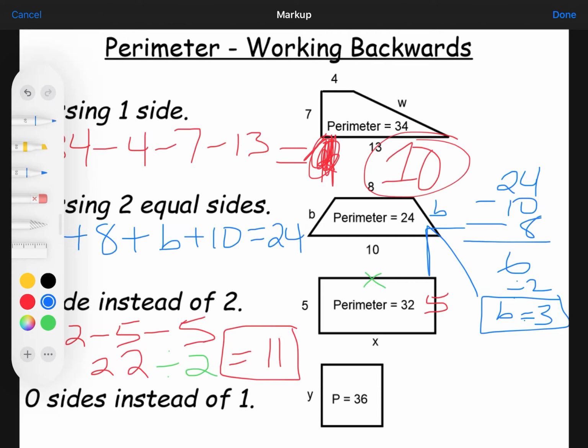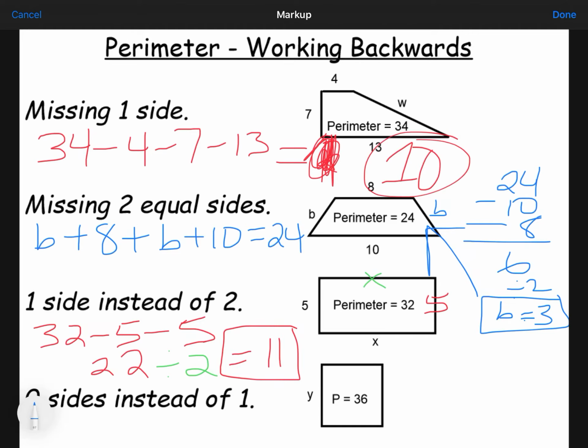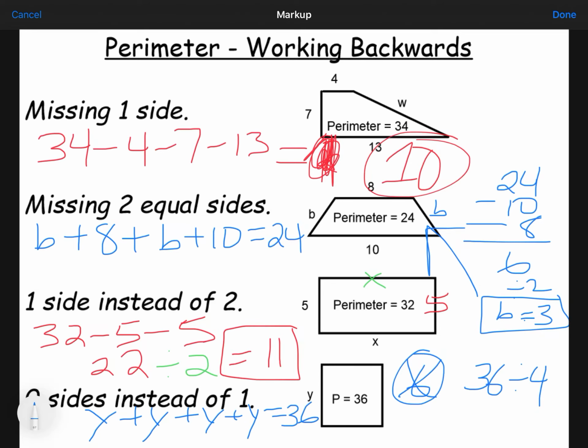On the last problem with the square, remember we said we could solve it by multiplying by 4. It's the same thing with working backwards. You can divide by 4. Or you can look at it as y added up 4 times is 36. What number? Not 6. No. It's because 4y adds up to 36, so you have to divide by 4. It turns out y is equal to 9 on this problem.